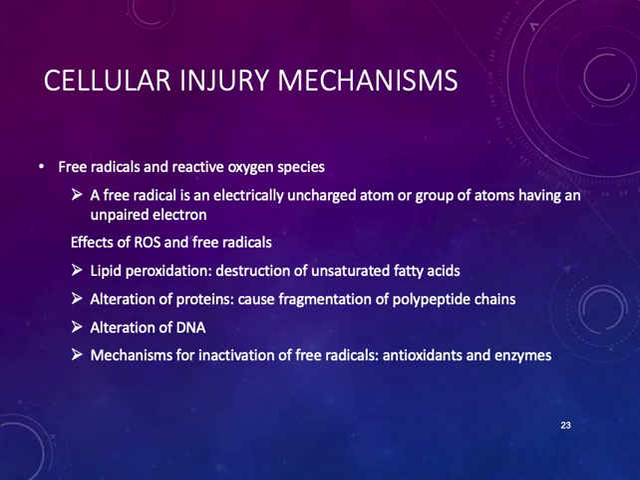So in terms of free radicals and reactive oxygen species, a free radical basically is an electrically uncharged atom or a group of atoms that have an unpaired electron. But it has different effects at the cellular level. It can cause destruction of unsaturated fatty acids. It can cause alterations of proteins, which sometimes causes them to be fragmented or folded.